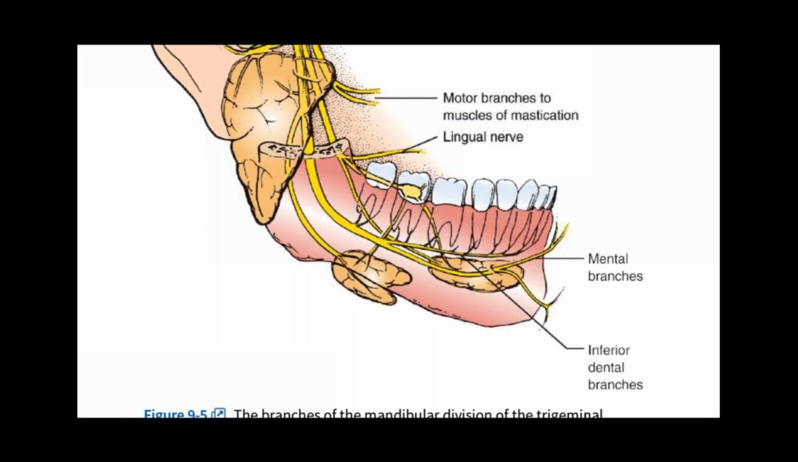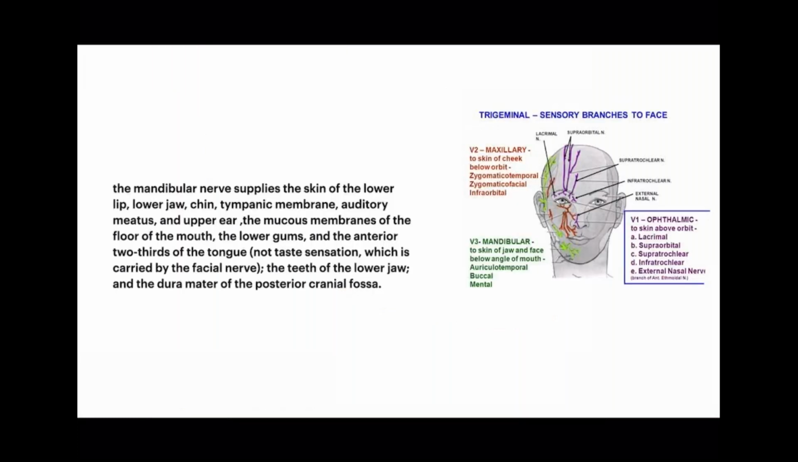And again, to remind you about the graph, it supplies, as we mentioned before. Just remember here, it's important that it supplies the anterior two-thirds of the tongue, but not the taste sensation. The taste is carried by the facial nerve, but the sensation is for the fifth.